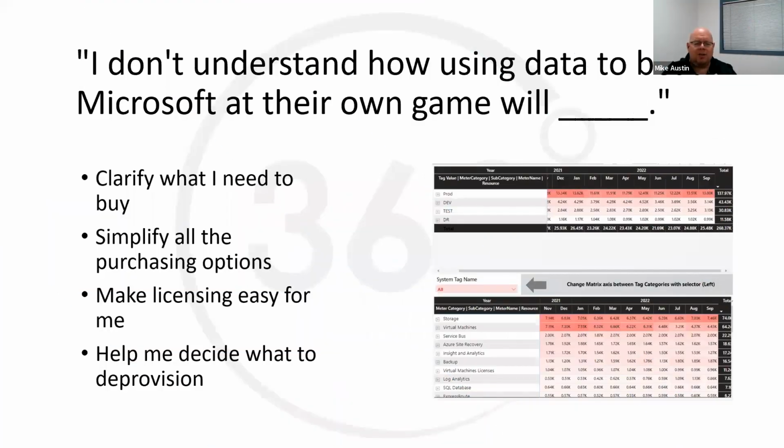So how do you use this data, right? Like I said, it clarifies what you need to buy. So, can you look at what you're spending on prod, dev, test, DR? Does that make a difference? Can I look at what I'm spending on various categories of Microsoft? How's that trending month to month?